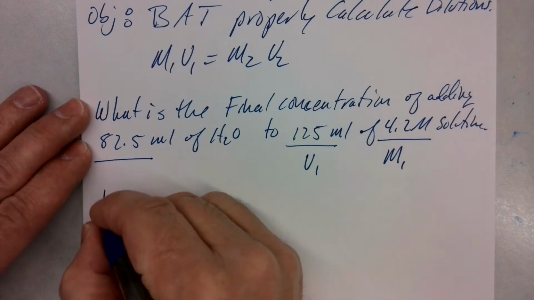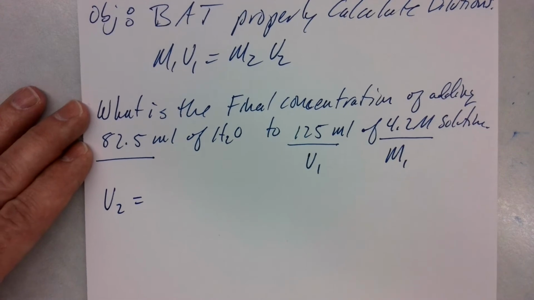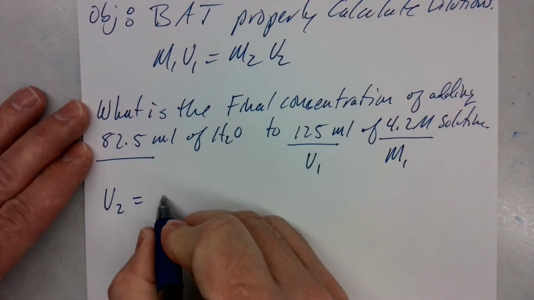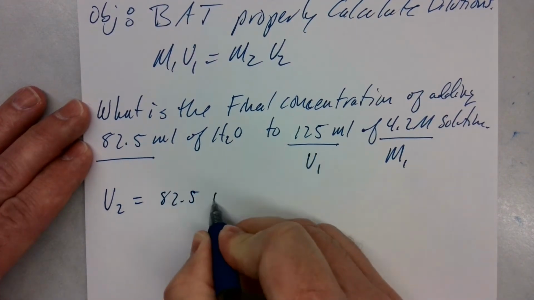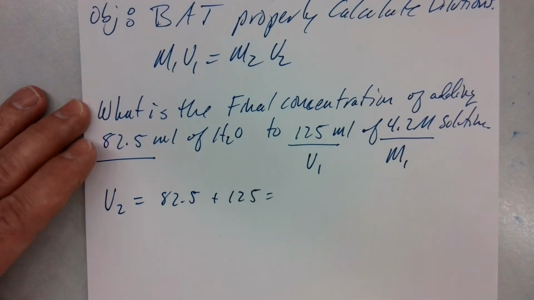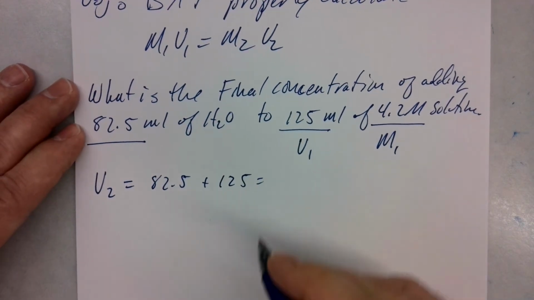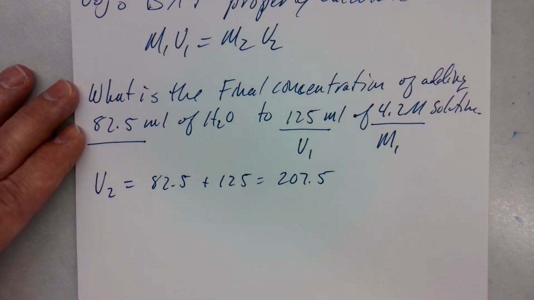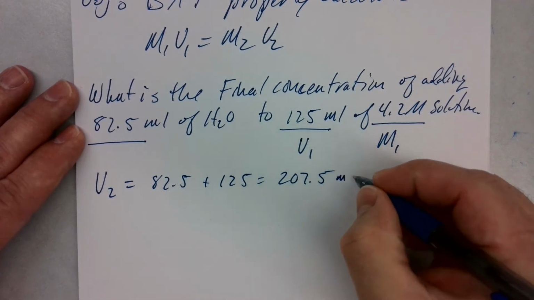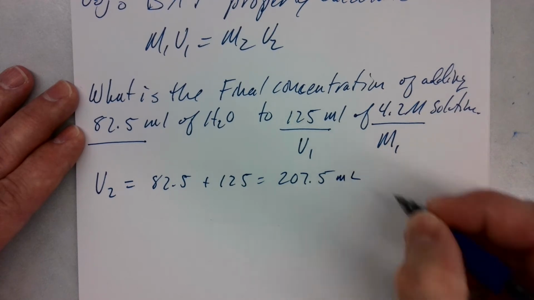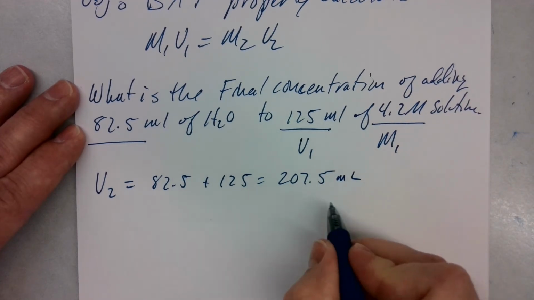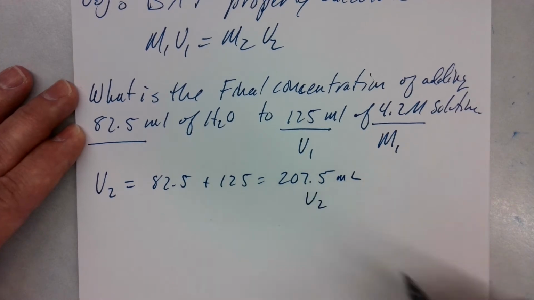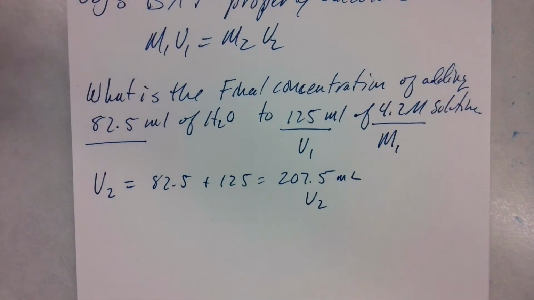So really my V2 is what? Yeah, it's going to be my 82.5 that I added to my 125 that I started with, for 207.5. That's in milliliters, right? This is now my V2. So now I have 3 of the 4. Now I can go and solve this, right?